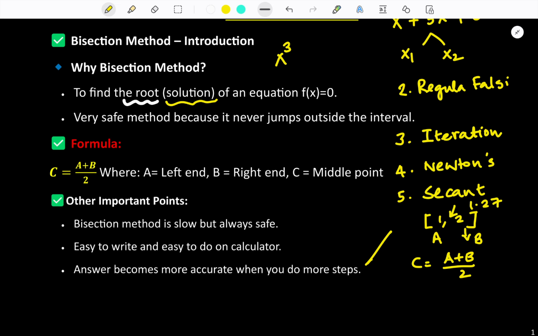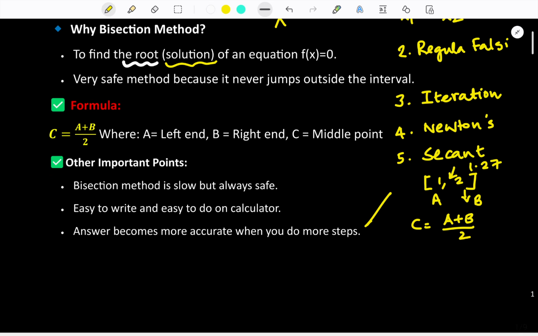So is this method so safe, teacher? Is it a very nice method compared to all the 5 methods? No. Each method has some advantages and disadvantages. This method is a little bit slow. It takes a lot of time to get the final answer. But it is safe, though it takes more time. If you use MATLAB, you will get the answer very quickly, but we are not using it. We are going to use just a calculator. It is easy to write and easy to do on a calculator.